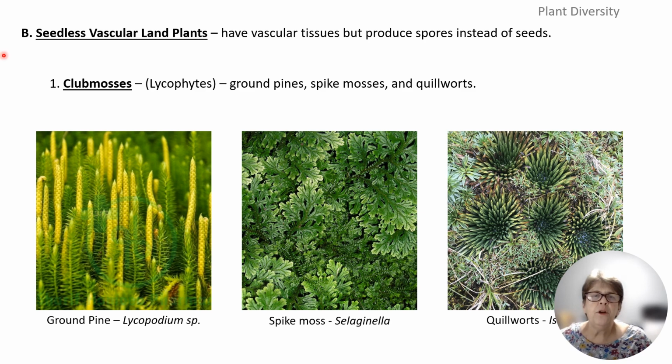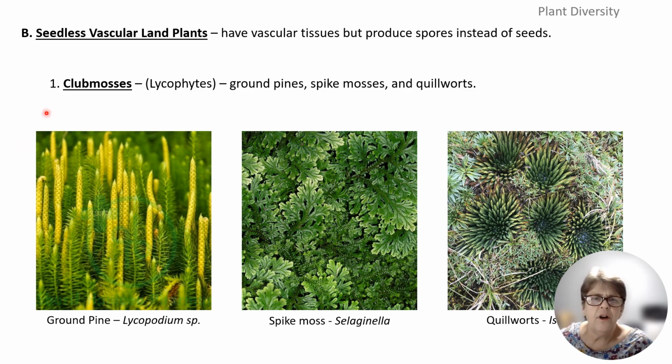So we just went through the non-vascular land plants. Now we're going to look at the seedless vascular land plants. So these are vascular land plants, and they do not have seeds. Instead, they have spores. So they have vascular tissue, but produce spores instead of seeds.